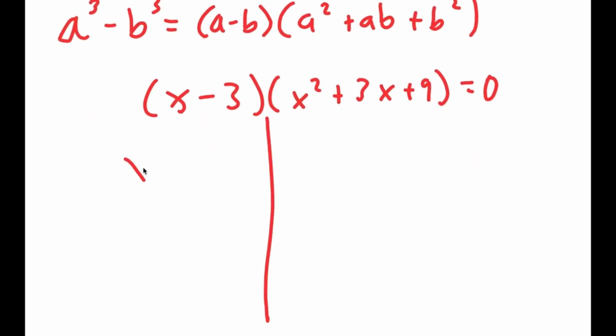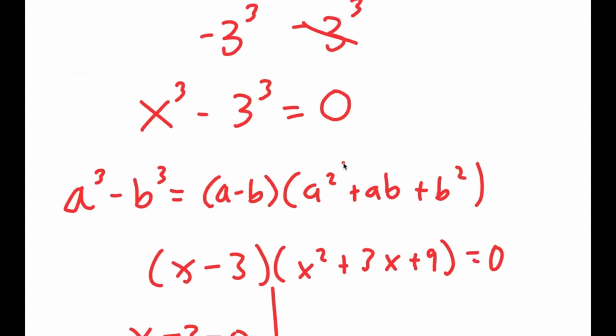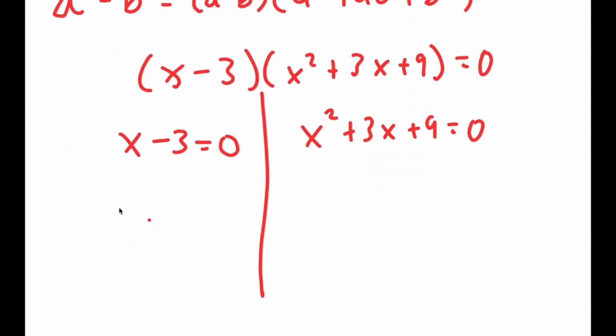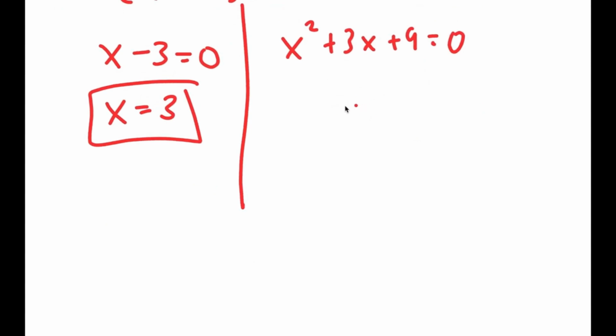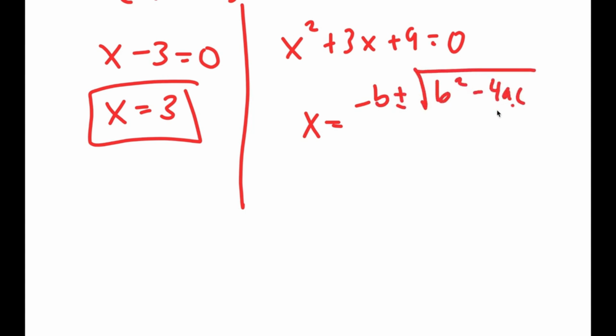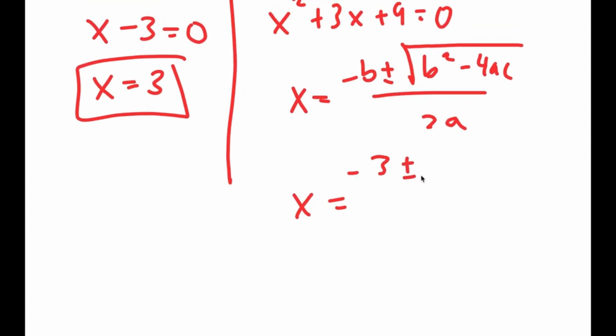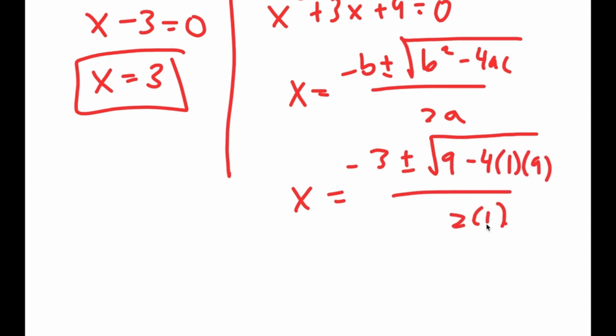So now from here I get two equations. I get x minus 3 equals 0, and x squared plus 3x plus 9 is equal to 0. So obviously for x minus 3 equals 0, x is equal to 3. So this is one solution. And now for x squared plus 3x plus 9 equals 0, I can use the quadratic formula, which is negative b plus or minus the square root of b squared minus 4ac all over 2a. So this turns into negative 3 plus or minus the square root of 3 squared, which is 9, minus 4 times a, which is 1, times c, which is 9, all over 2a, so 2 times 1.